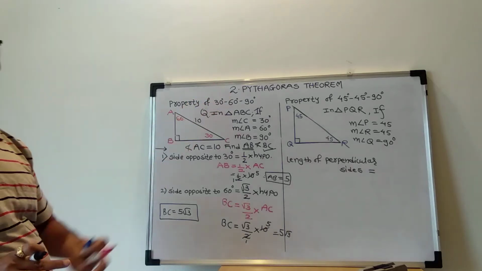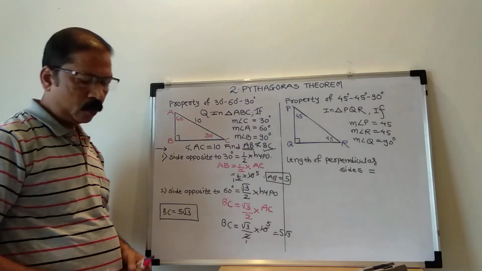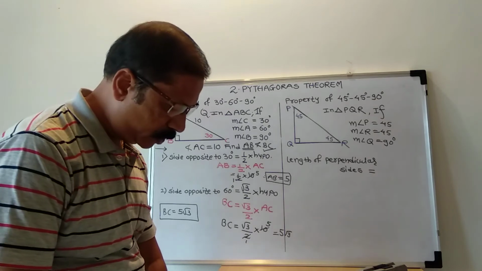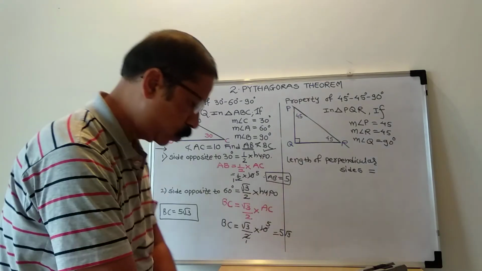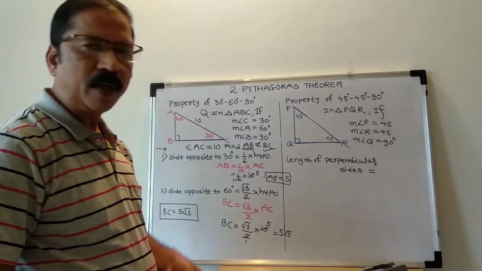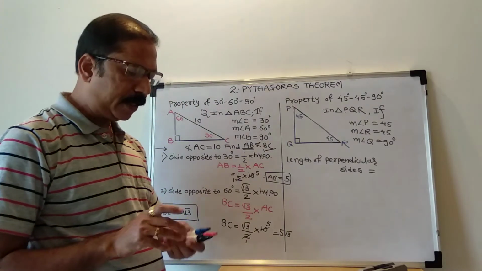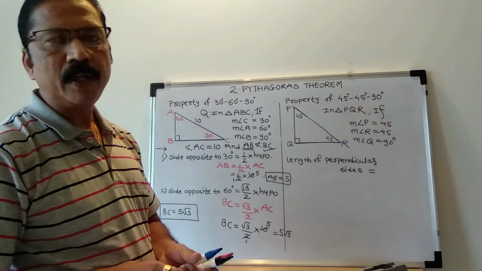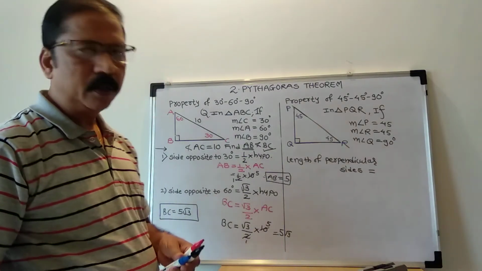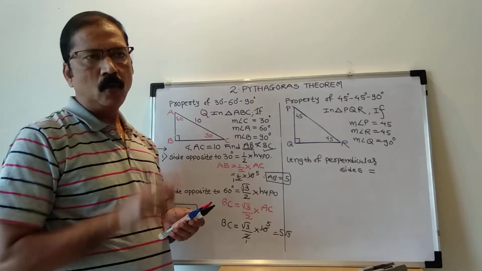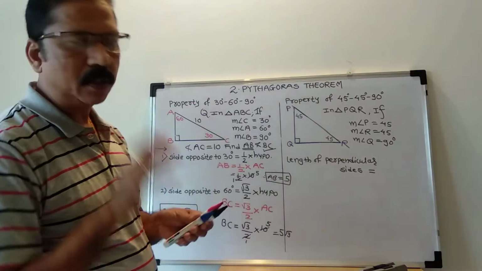Now let us move to the second property. What is the statement of the second property? It is given on page number 32. See, if the acute angles of a right angle triangle are 45 and 45, then each of the perpendicular sides is 1 upon root 2 times the hypotenuse.